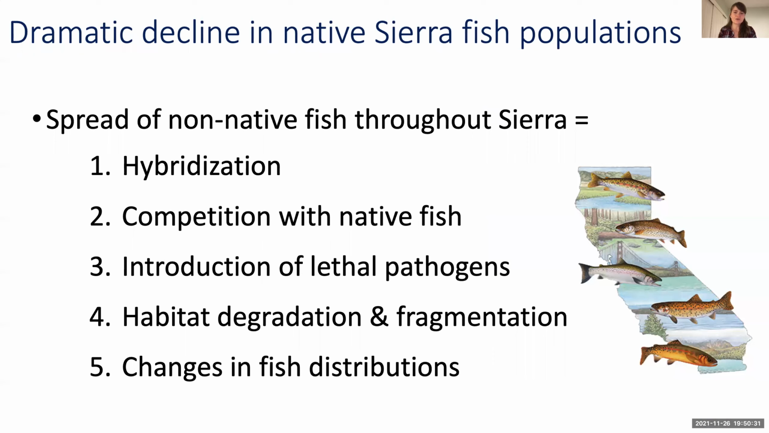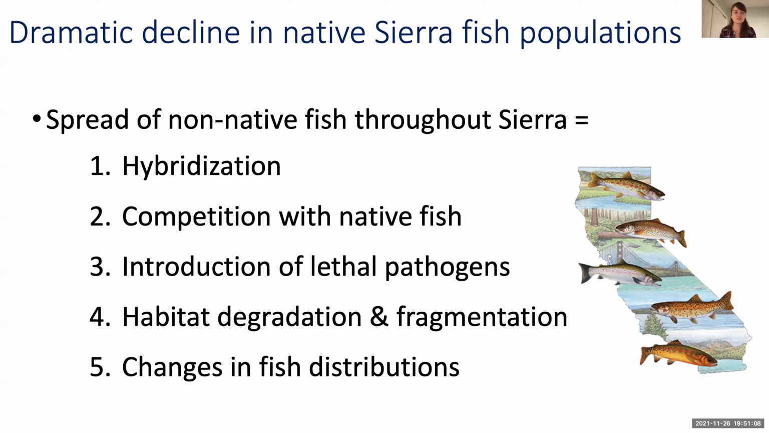These put and take fisheries, though, have introduced a real problem to native Sierra fish populations. So we're finding a dramatic decline in fish populations. We're seeing that happen through a few outlets. You might have the native and non-native fish hybridizing together. You might have non-native fish exerting competition with native fish species. Introduction of lethal pathogens from those guest species. You would have habitat degradation and fragmentation, whether human caused or just by the repercussions of whatever the new species does to the system.